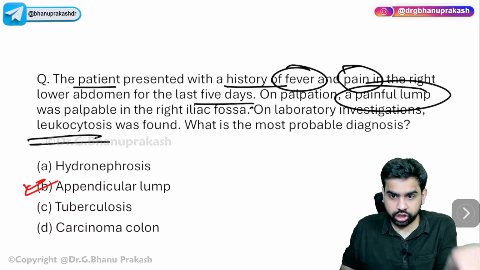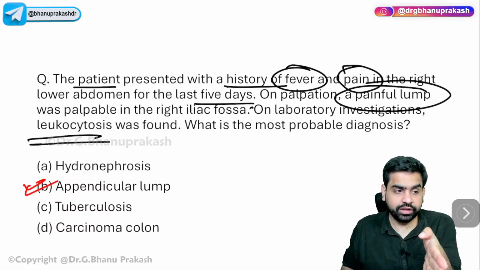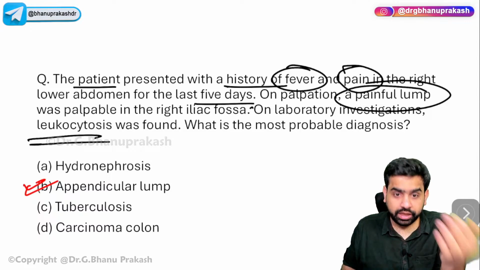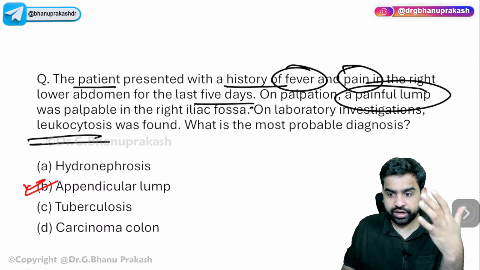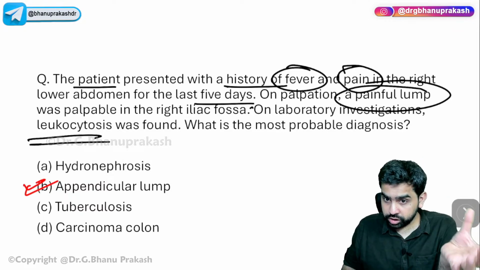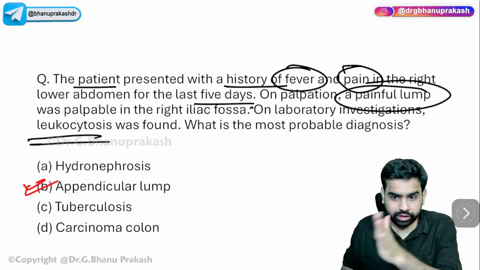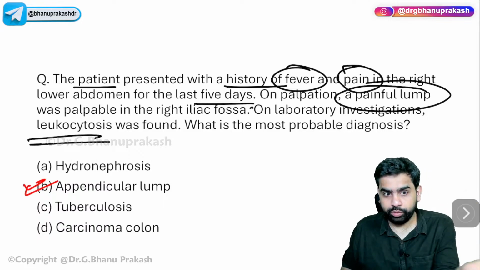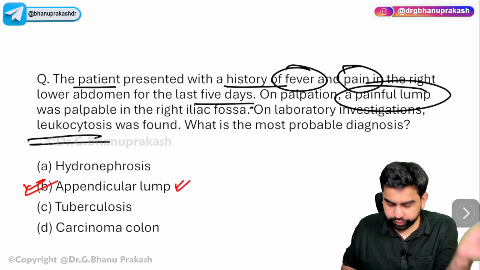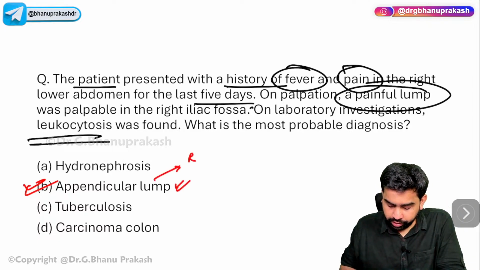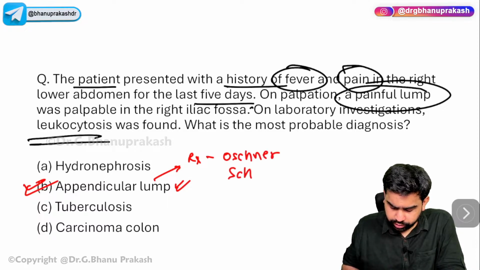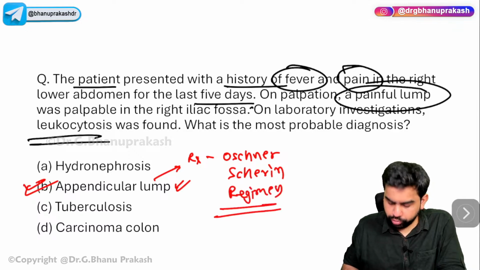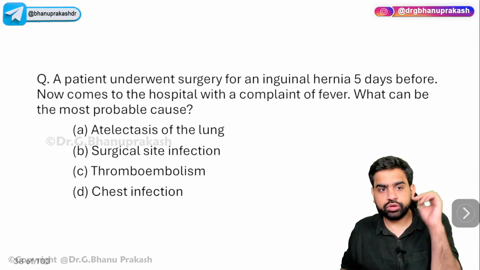Whenever you have a patient with an appendicular lump, you do not go ahead with an immediate appendectomy. What you follow is the Ochsner-Sherren regimen, where you give the patients fluid resuscitation and antibiotics, and then you operate on these patients after 6 to 8 weeks. So for an appendicular lump, the management is the Ochsner-Sherren regimen. I hope you are able to understand this point. Now let's move on to this particular question.